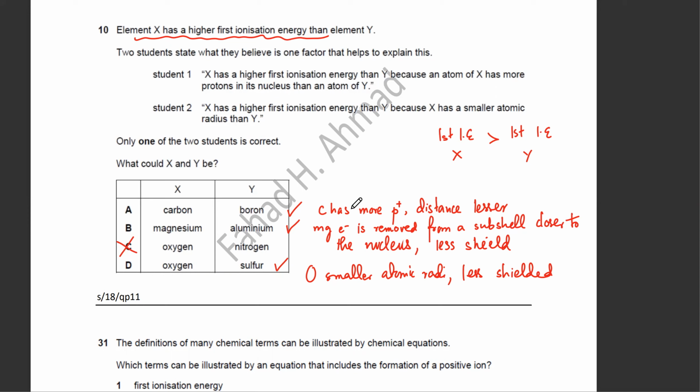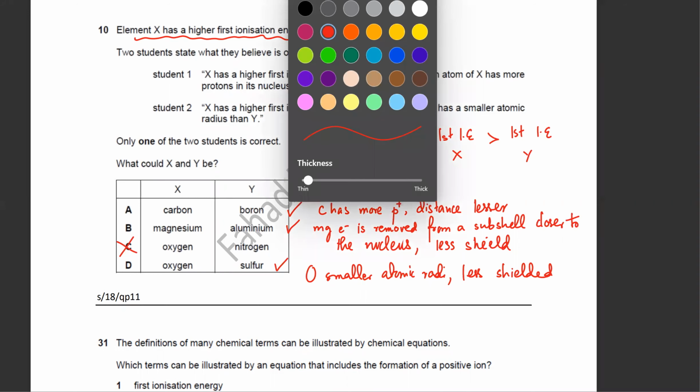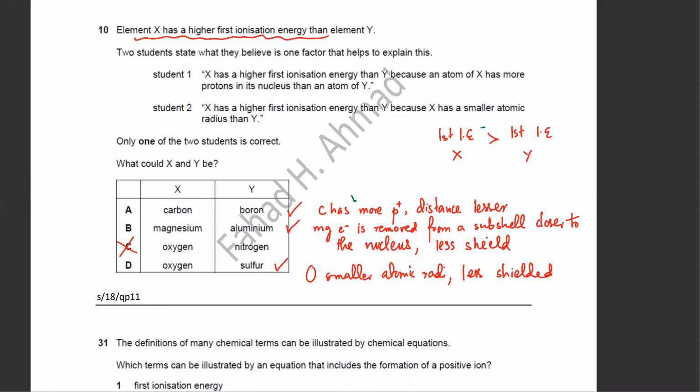So this applies to C. C has more protons, right? So an atom of X has more protons in its nucleus than an atom of Y. So this only applies to C, right? So that means if I look at option A, one of the students is correct for option A. I mean, this is student 1. I'm going to call it S1. So S1 is correct for A. Write it over here. S1 is correct for A. Is this clear?